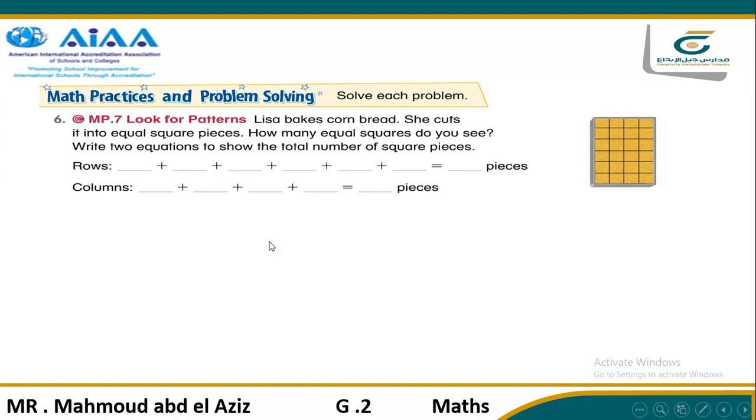By rows, how many rows do you have here? Let's count them. 1, 2, 3, 4, 5, and 6. And in each row, how many squares? Let's count them. 1, 2, 3, and 4. So you will add 4 six times. So here 4 plus 4 plus 4 plus 4 plus 4 plus 4, which equals, excellent, 24.